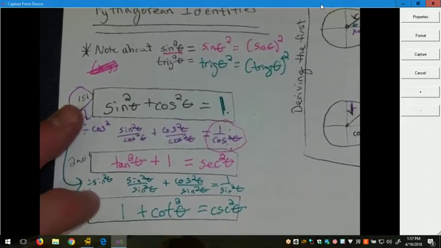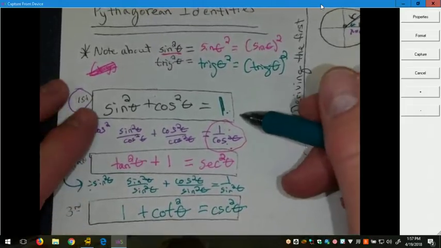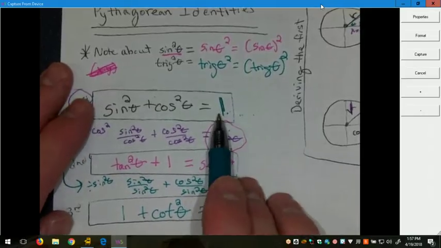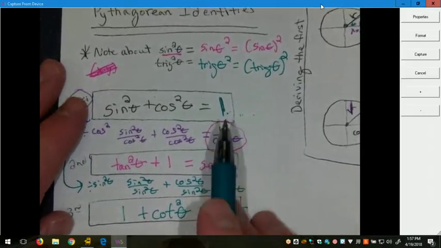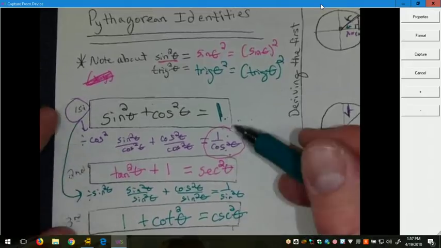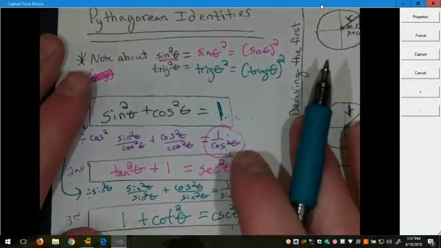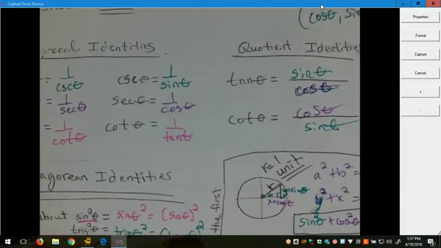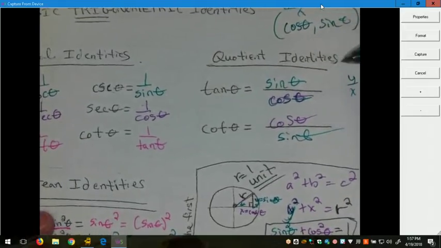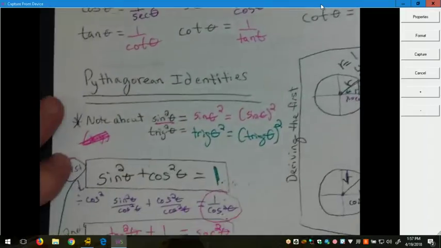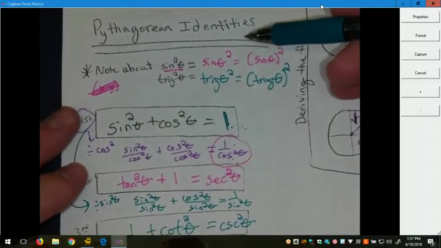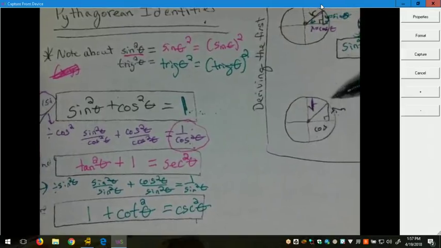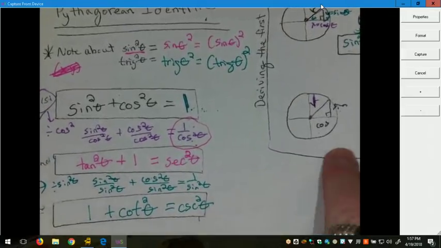We can manipulate them to get other identities, such as sine squared equals 1 minus cosine squared, but they come back from this original first one. And these 2 were generated from this first one. So yes, you should already have memorized the reciprocal identities. If you weren't already familiar, you now know the quotient identities. And now we have 3 Pythagorean identities coming directly from Pythagorean's theorem with the unit circle.